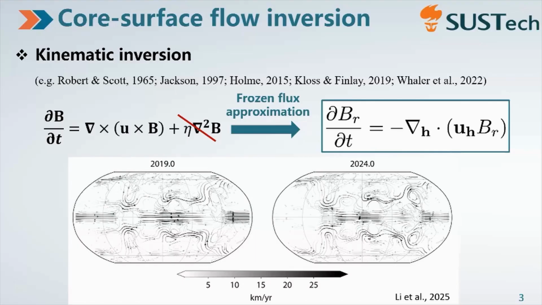You need to make some assumptions about the flow structure, mostly about the quasi-geostrophic or columnar structure. And of course, if you use a different method and a different assumption, you probably get a different flow structure in detail, but the overall large-scale circulation remains similar across different models.